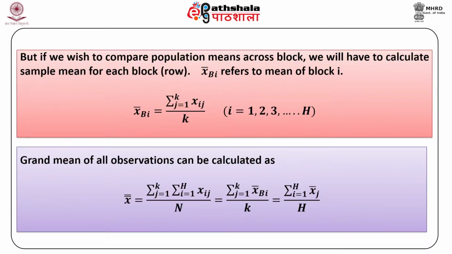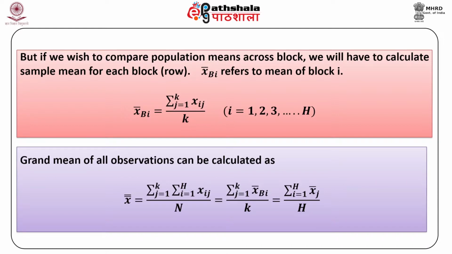But if we wish to compare population means across blocks, we will have to calculate the sample mean for each block, which is the row in this case. And we can denote xbi bar, which refers to the mean of block I. Therefore xbi bar is equal to the summation of xij over j, where j ranges from 1 to k, divided by k, and I ranges from 1 to H. As mentioned earlier, we have H blocks.